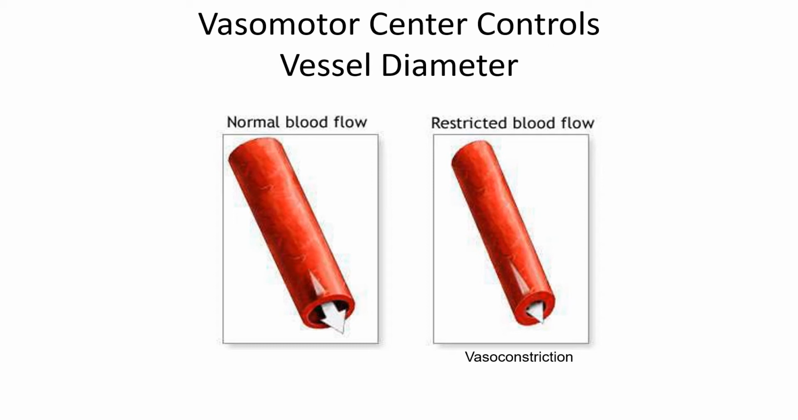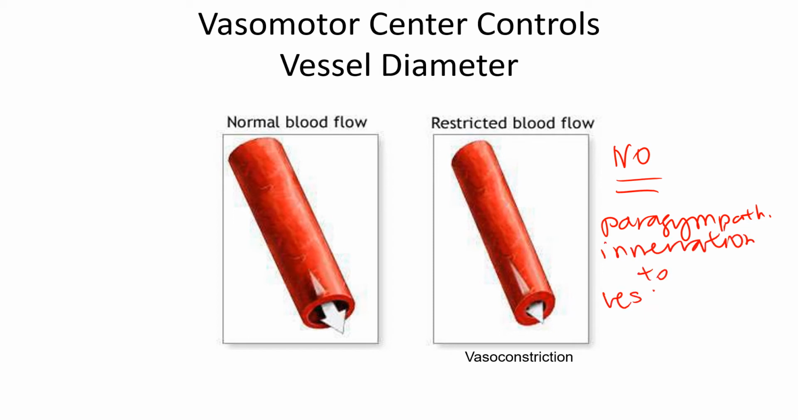Now, earlier, I did mention to you that there is no parasympathetic control or parasympathetic innervation going to your vessels. Okay, so that's important to keep in mind. There is no parasympathetic innervation to vessels, so either we increase sympathetic stimulation, which promotes vasoconstriction, or we decrease sympathetic stimulation, which promotes muscle relaxation.